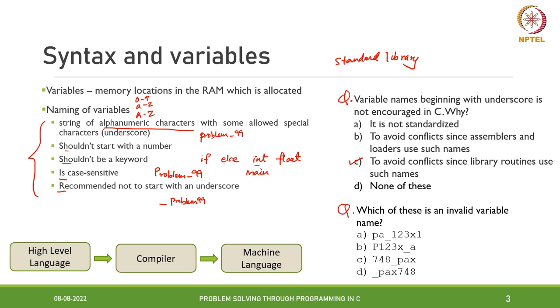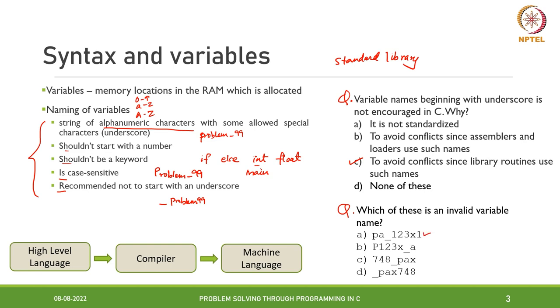Now, just a small question here. Which of these is an invalid variable name? So let's look at the first one. It can be alphanumeric, so A to Z and 0 to 9 are possible, and a combination of those is good enough. Underscore is fine. So this is okay.